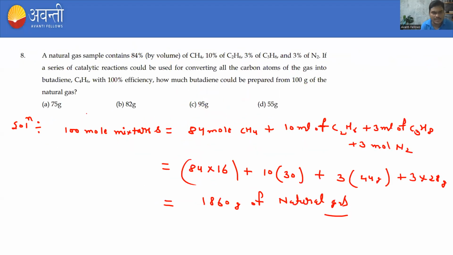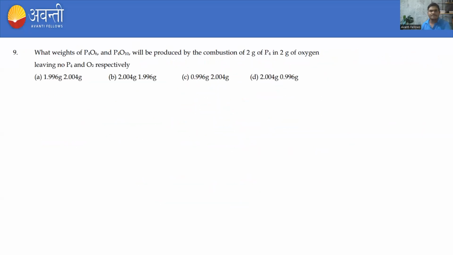So which option is correct, beta? That is option number 3. So option B is absolutely correct for this. Okay, let's go.